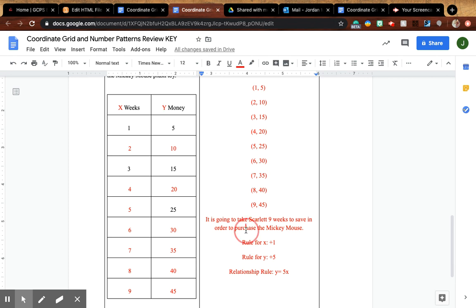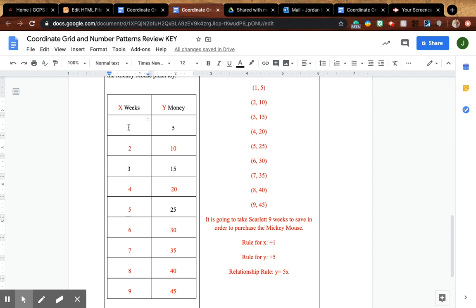If the Mickey Mouse costs $42, it's going to take her 9 full weeks in order to save enough money to purchase the Mickey Mouse, because by week 8, she's only got $40 and she needs $42. So she has to wait for that whole next week to go by for her to have enough money to buy the $42 Mickey Mouse. She'll have $3 extra to put back into her account.